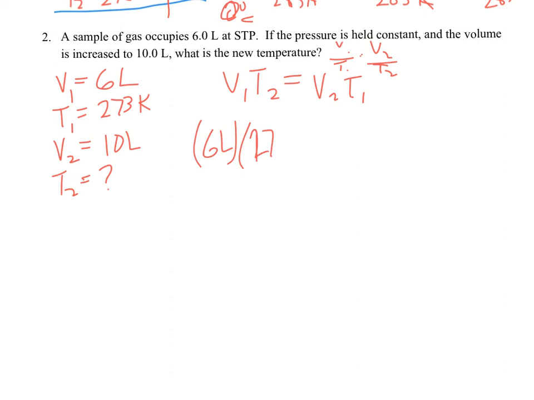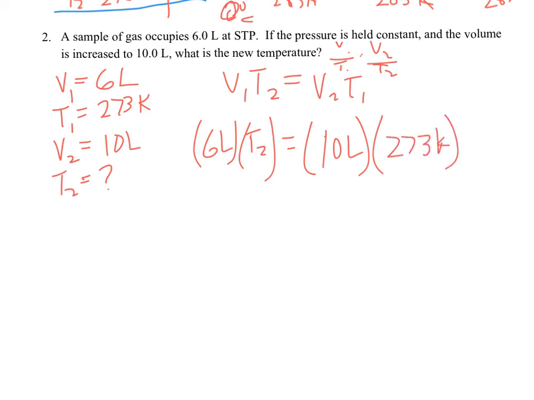Nope. Be careful when you do this. Our T2 is what we're solving for. Right? So that's our unknown, and then that's got to be equal to our final volume, which is 10 liters, times our initial temperature, which was 273 K.